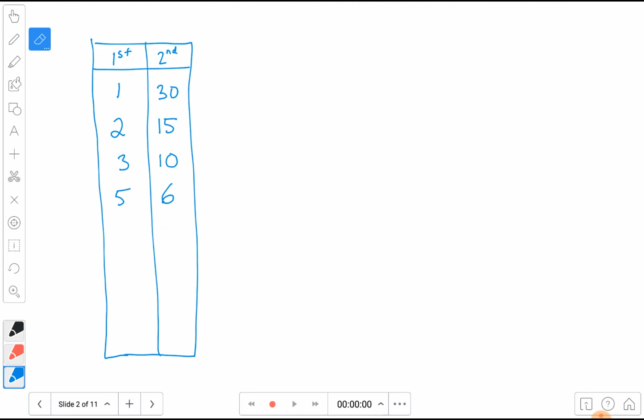Once we get to the middle, once we get to the value that's already been written, then we can stop. So then we can list the factors of 30. We can write them out as 1, 2, 3, 5, 6, 10, 15, and 30. So 1 times 30 is 30, 2 times 15 is 30, 3 times 10 is 30, 5 times 6 is 30. These are the factors of 30.